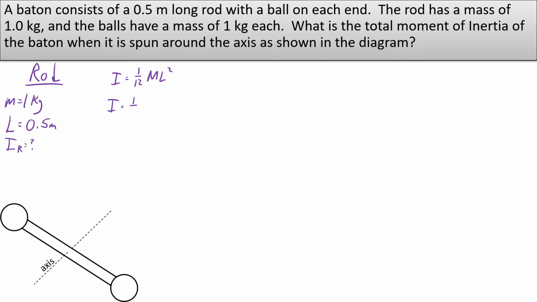I is equal to 1/12 times the mass times 0.5. Don't forget to square it. So the moment of inertia of the rod is 0.02083 repeating. So for now, we'll call it 2.083 repeating, I guess, times 10 to the negative 2. What are the units for I? If you forget, look up here, it's kilogram. This is still measured in meters squared. All right, so kilogram meters squared. Nice.